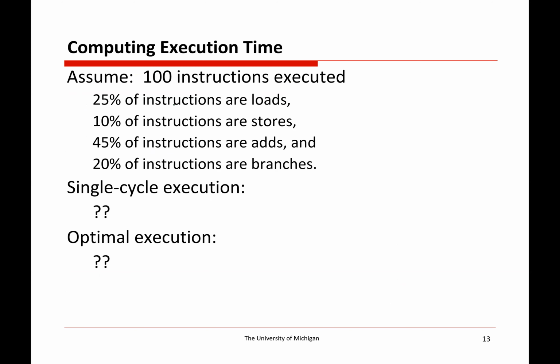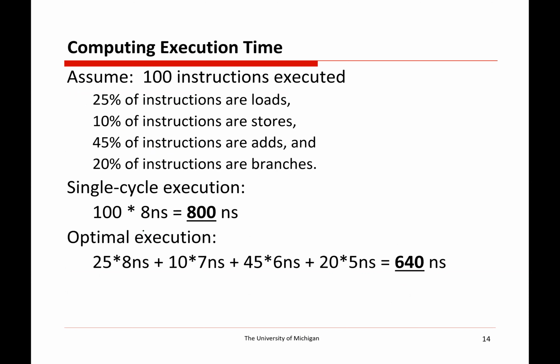So yeah, as another example, let's say that we're executing 100 instructions. This is the breakdown of how many instructions are which. If I want to figure out how long this takes in my single cycle execution, well, we figured out that 8 nanoseconds was the worst case scenario. So I'd have to set my clock period to 8 nanoseconds, and I'm doing 100 operations. That makes us take 800 nanoseconds to execute.